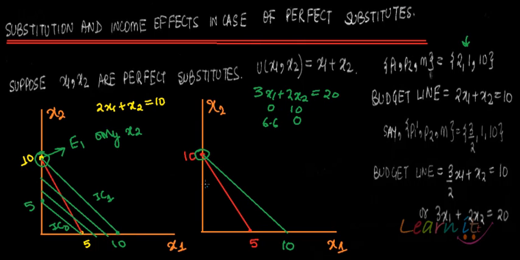So how do we plot this? Let me just plot this. Your initial x2 intercept is the same, 0, 10, but the x1 intercept has changed. It is 6.6 now. Okay, so let me just change this here.